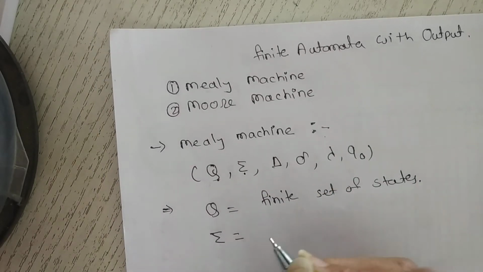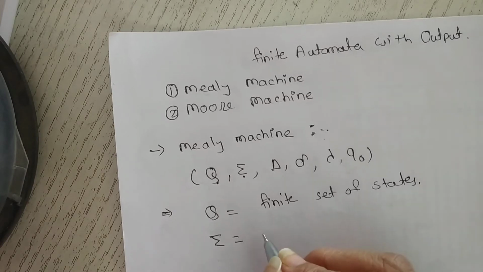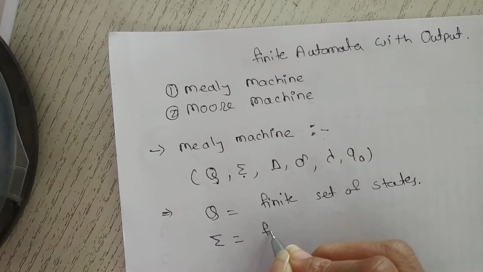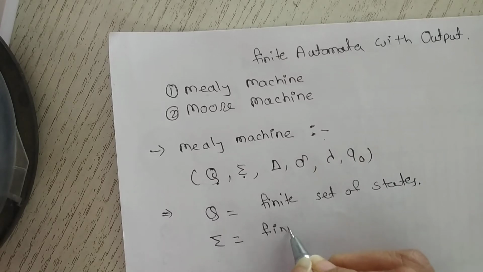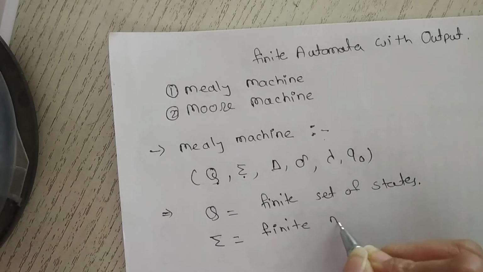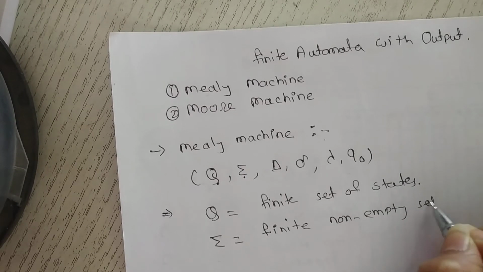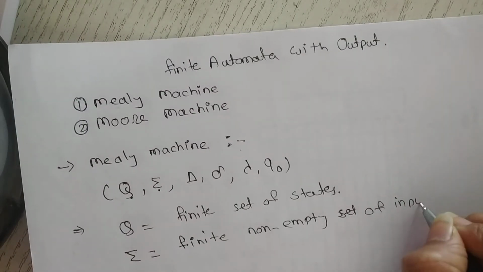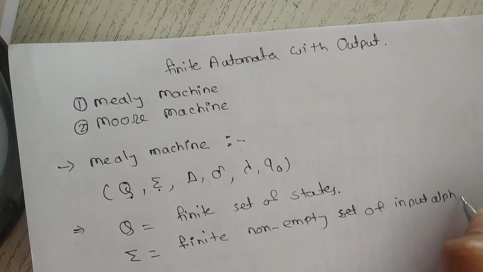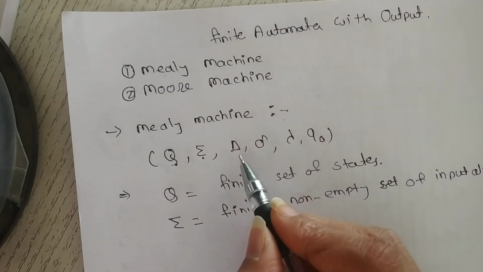Next one is our sigma. Sigma is the finite non-empty set of input alphabets. This is the same as before, where sigma is the set of input alphabets. So just write it here: finite non-empty set of input alphabets.